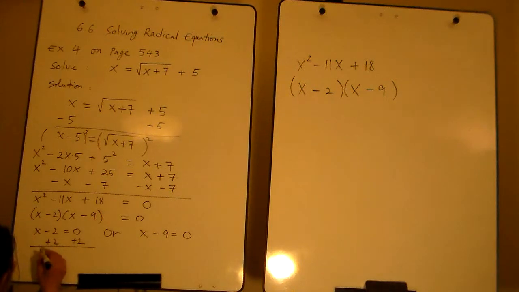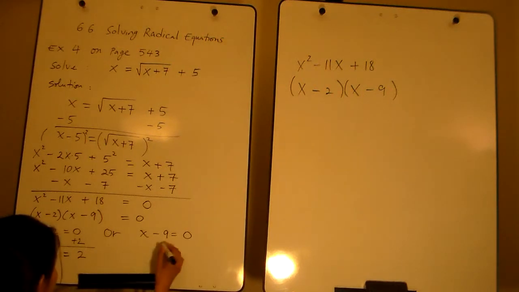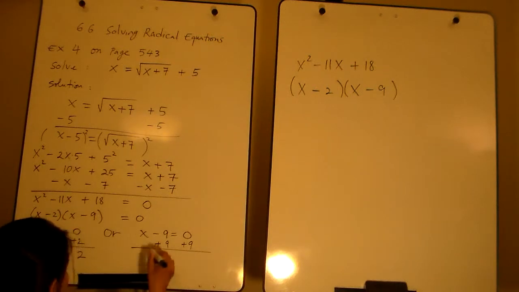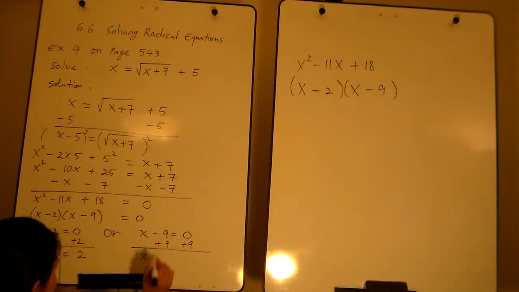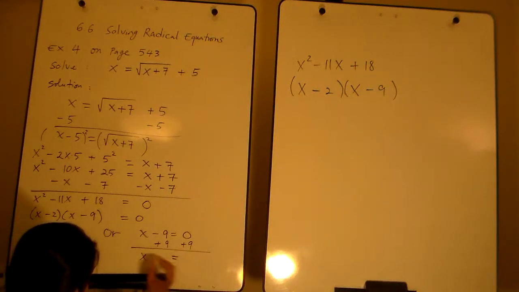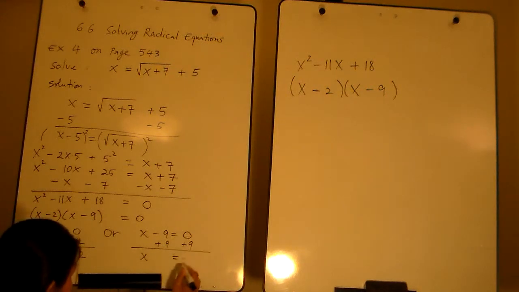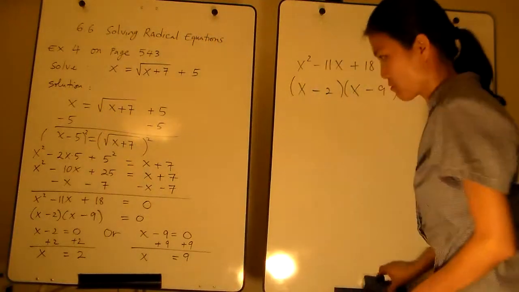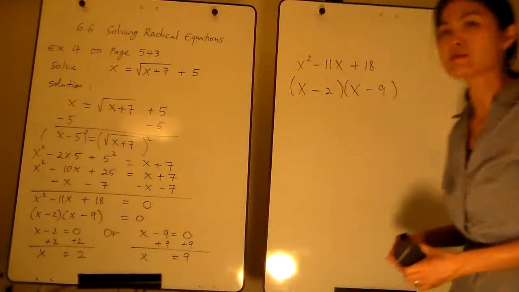We'll have x. Negative 2 plus 2 is 0, so we don't have to write that. 0 plus 2 is 2. And then plus 9 on both sides, we have x. Negative 9 plus 9 is 0. So x plus 0 is x. 0 plus 9 is 9. So it looks like we have two possible solutions.